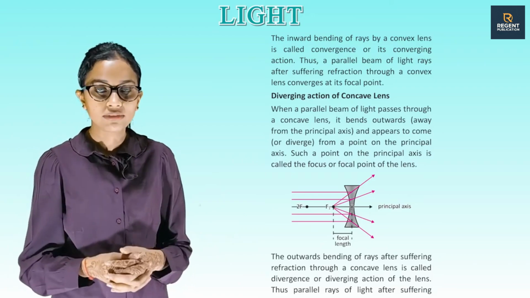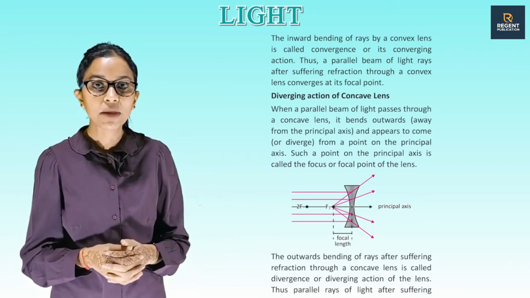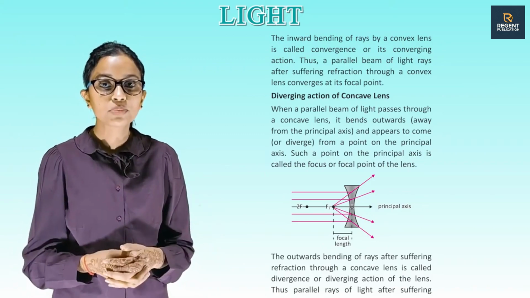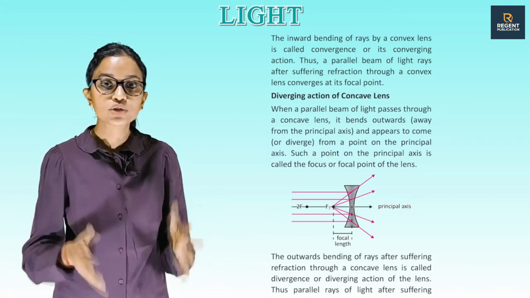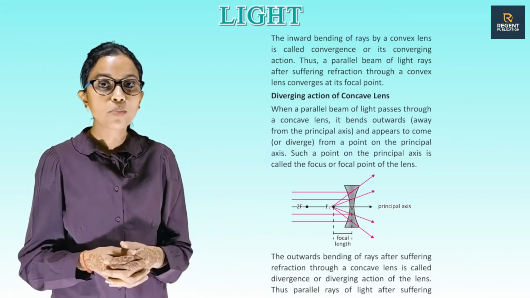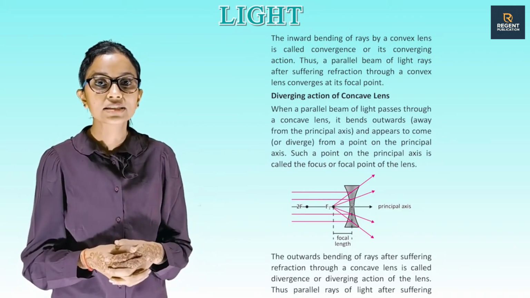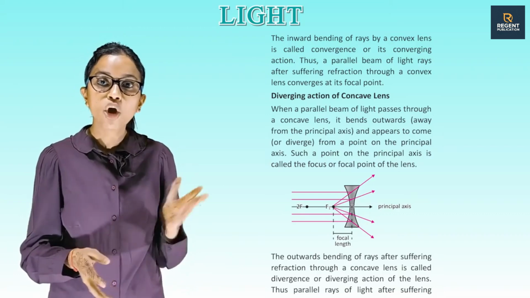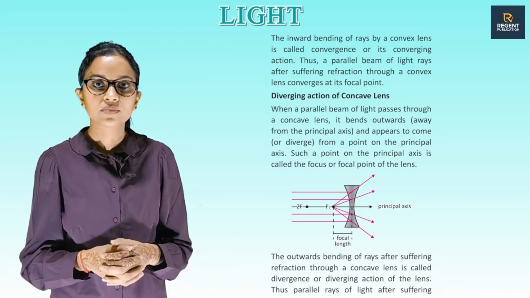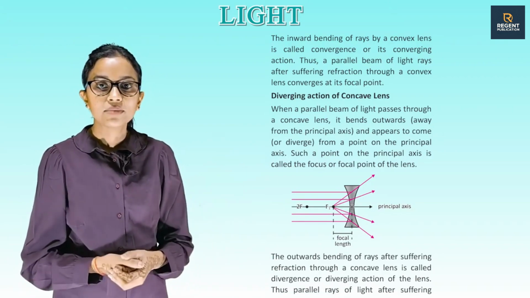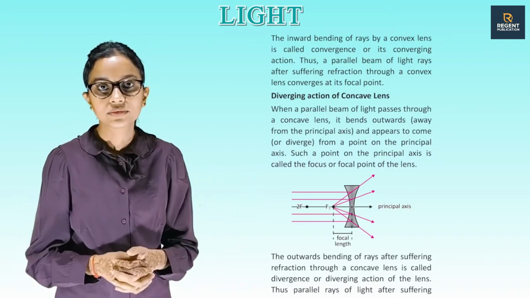Diverging action of concave lens: when a parallel beam of light passes through a concave lens, it bends outward away from the principal axis and appears to come or diverge from a point on the principal axis. Such a point on the principal axis is called the focus or focal point of the lens. This is the diagram for your better understanding. Please try to understand it.